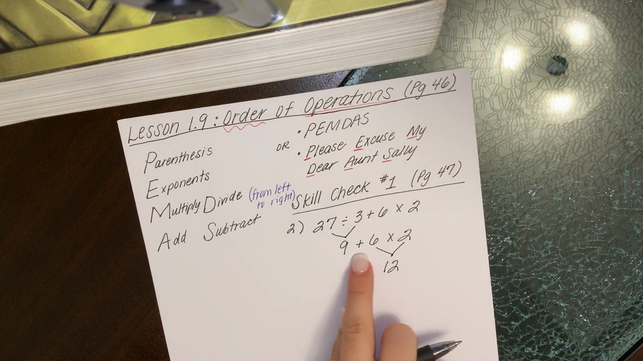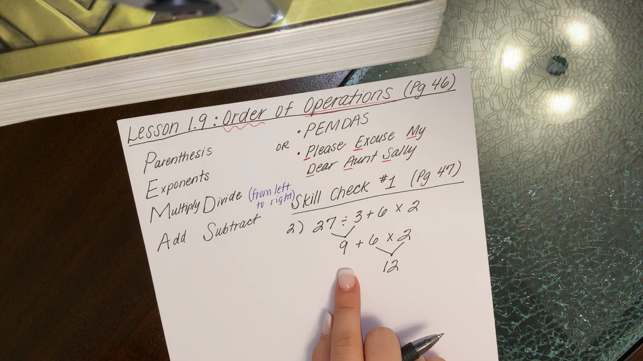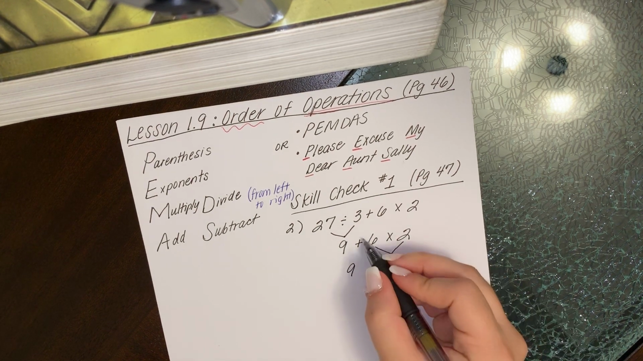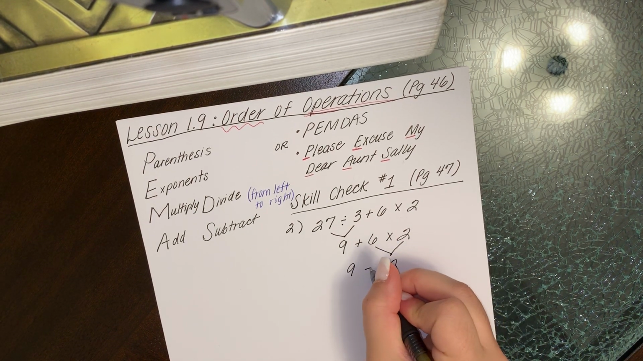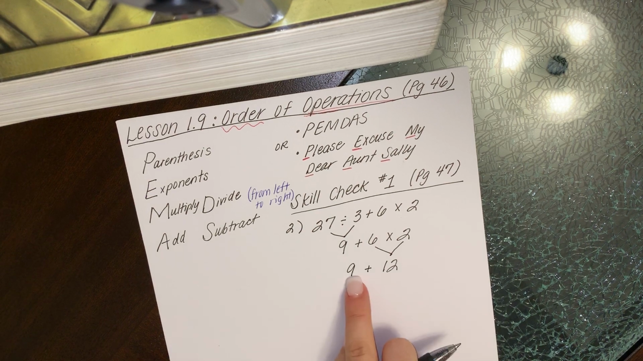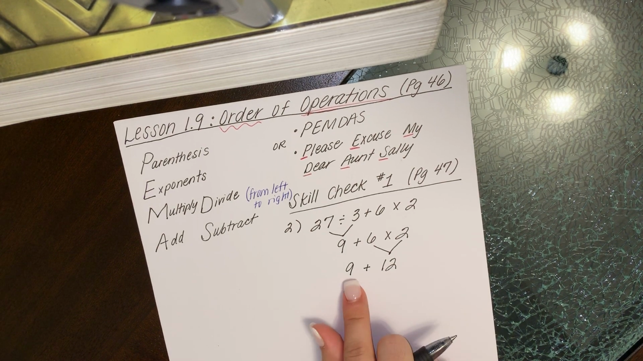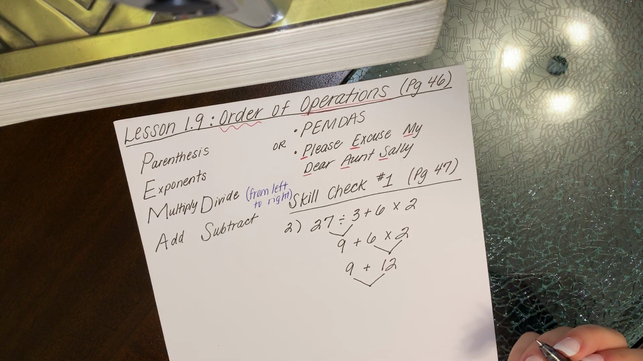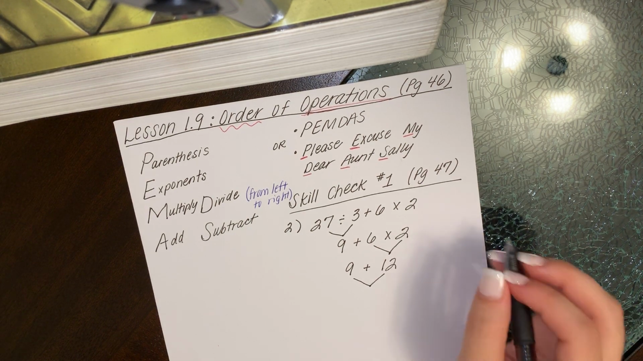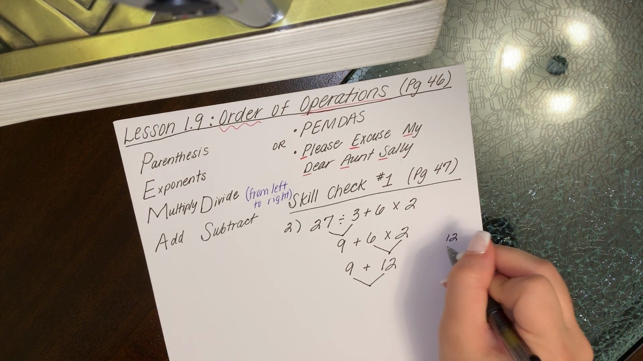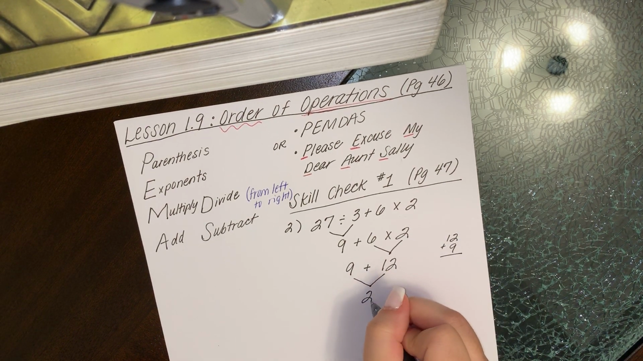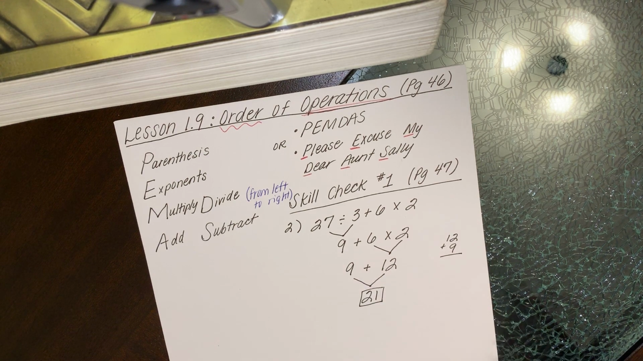Now, whatever I did not use, again, I just bring it down. Did I use the 9? Nope. Bring it down. And did I use that plus sign? Nope. Bring it down. Now, there's only one final part left. It's just 9 plus 12. So, we're almost done. If you need to do 9 plus 12 off to the side, that's okay. It does get you 21, and that is my final answer.